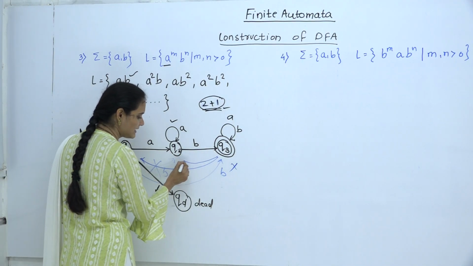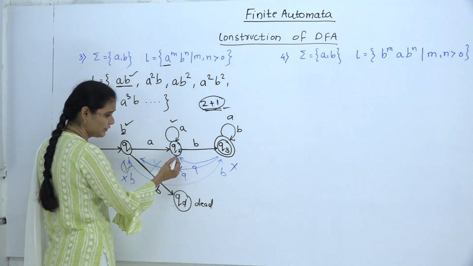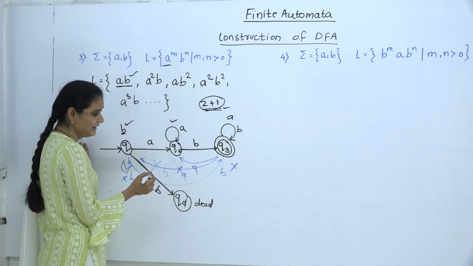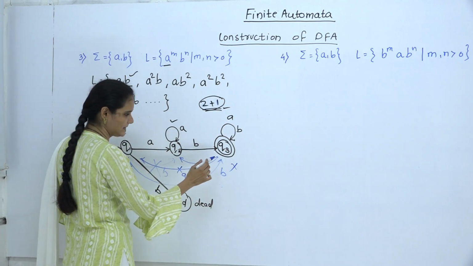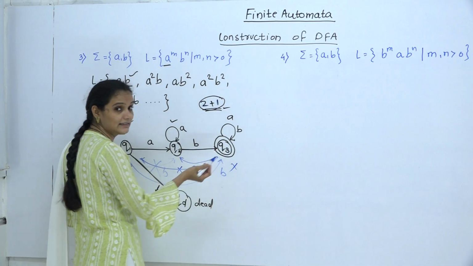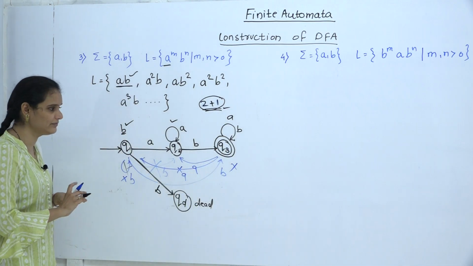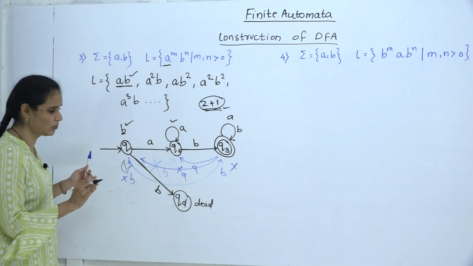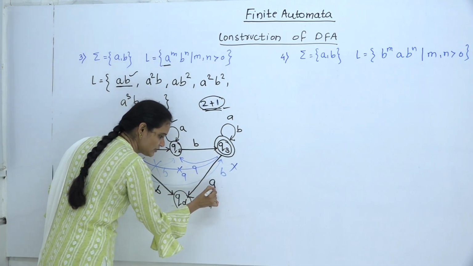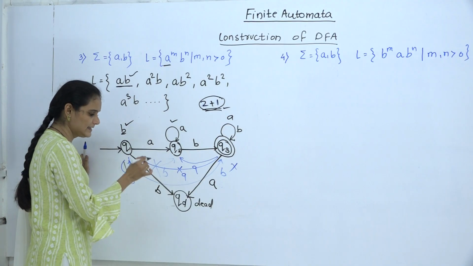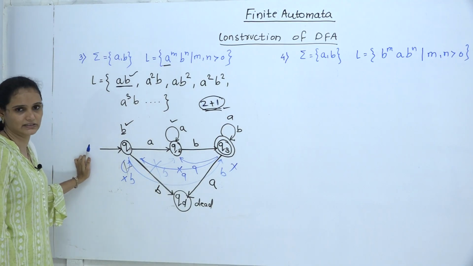So here also, suppose I have given A from Q3 to Q2, then what happens? A, B, again A, B. So it is not possible. And suppose a loop is there, then those kinds of strings end with A. That is also wrong. Therefore here, students, the A transition of Q3 is also given to the dead state.